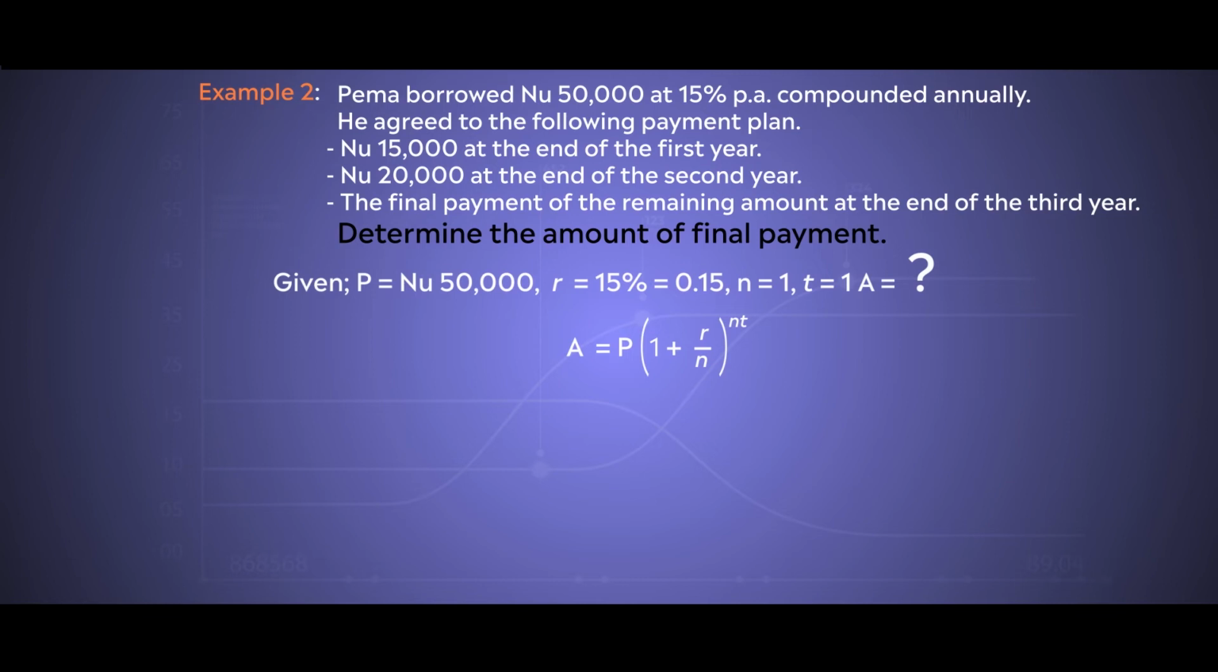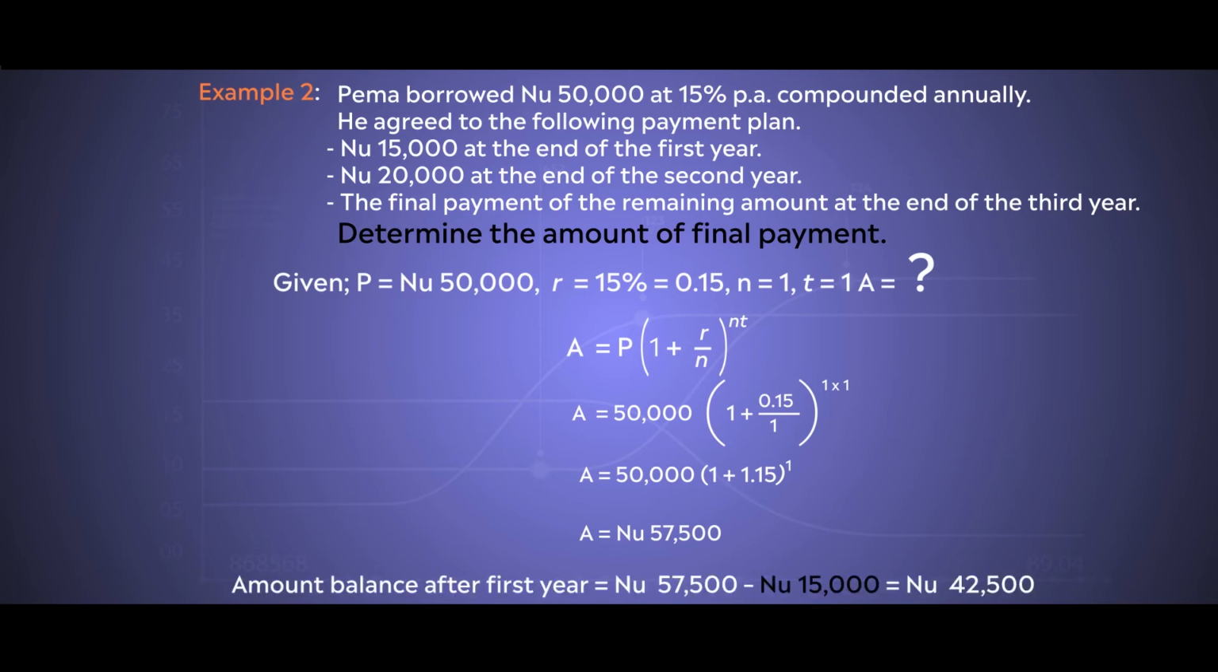When we substitute, A is equal to 50,000 times 1 plus the rate 0.15 over n, which is 1, raised to 1 times 1, according to BODMAS. A is equal to 50,000 times, when you solve inside the bracket, we get 1.15. A is equal to 50,000 times 1.15 is equal to 57,500. Your borrowed principal of Nu 50,000 has amounted to Nu 57,500 after 1 year. Then you have an agreement that you will pay Nu 15,000 after 1 year. So that payment that you are going to make should be subtracted from the total amount after 1 year.